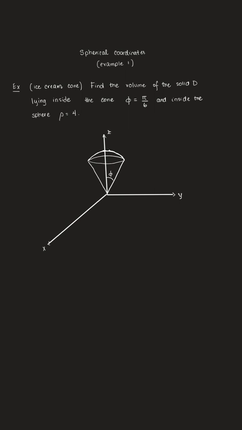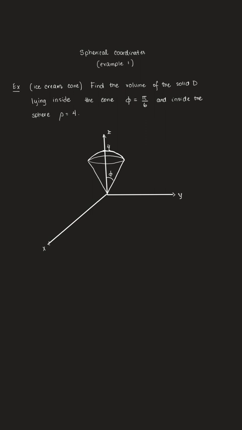That should be a 4. Yeah, it's because rho is 4, right? So we're going to start rho simple. That's what we're going to do every time. And we're going to figure out what our bounds for rho are, what our bounds for phi are, and what our bounds for theta are so that we can set up our integral.